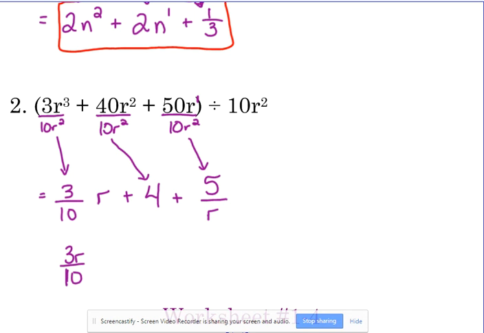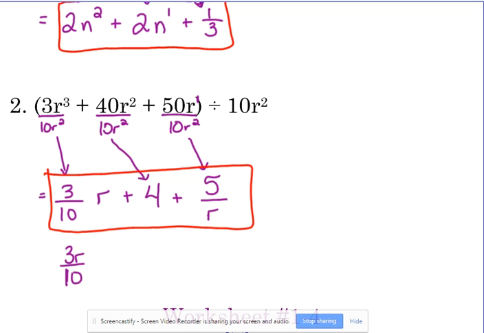Another way of looking at it, you can use this rule. You don't have to subtract top minus bottom. You can just subtract the exponents. So 2 minus 1 is 1, and you put it where the exponent was bigger. The exponent was bigger in the bottom, so r to the first is going to go in the denominator. It's two different ways of looking at your exponent rule. I think it's pretty simple, but let's practice that.